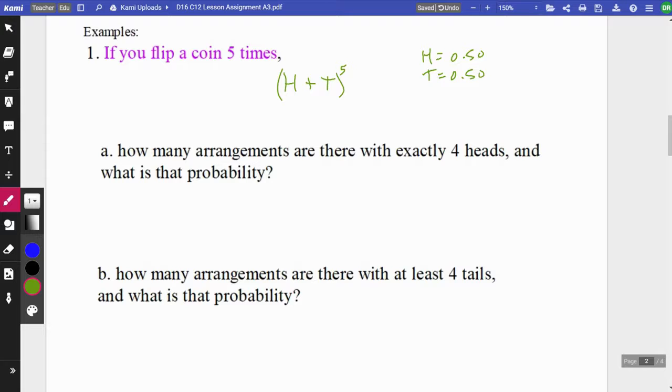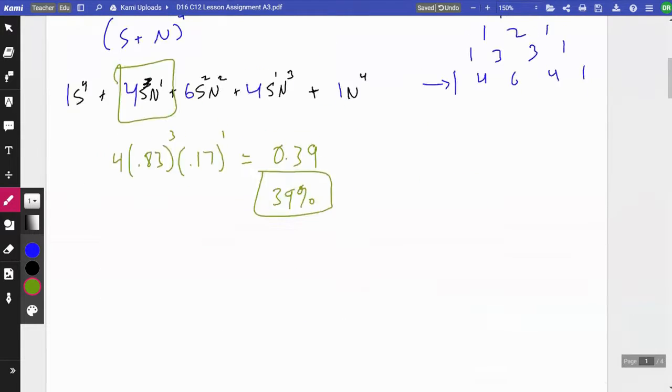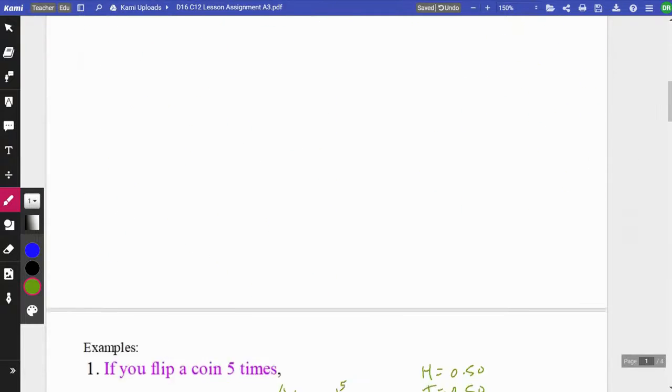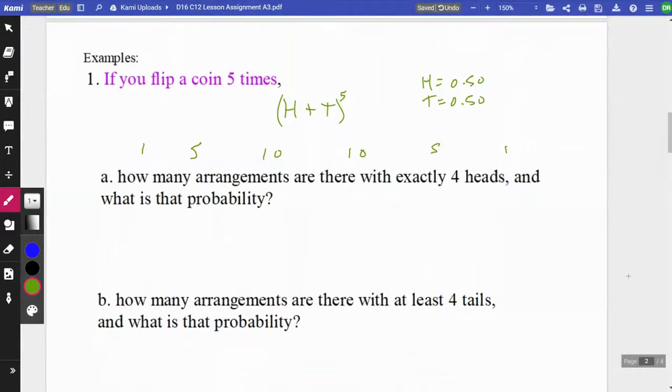How many arrangements are there with exactly 4 heads? So Pascal's triangle is going to say 1, 5, 10, 10, 5, 1. We should have that written down somewhere. It's 1, 5, 10, 10, 5, 1. And arrangement with exactly 4 heads, we kind of did this one in the previous lesson. So this would be h to the 5th, this would be h to the 4th t, and we see that there are 5 arrangements anyway.